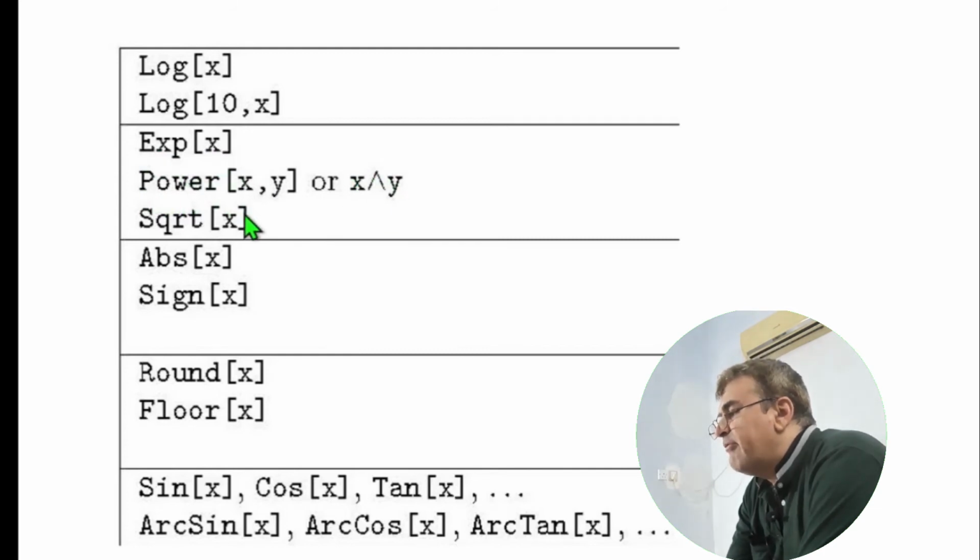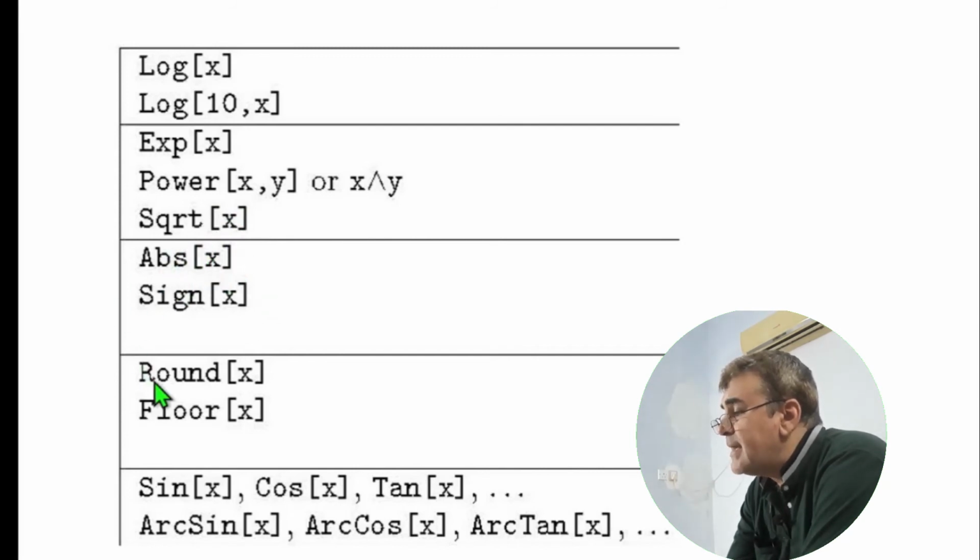The square root of a function or a number can be found by enclosing that number inside the square brackets of the function capital S, Q, R, T. The absolute value is implied by this function. This is the sign function, round function, floor function. And furthermore, Mathematica knows all the rules of trigonometric functions.